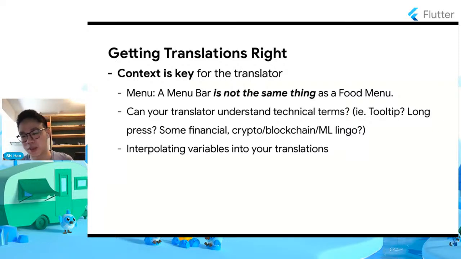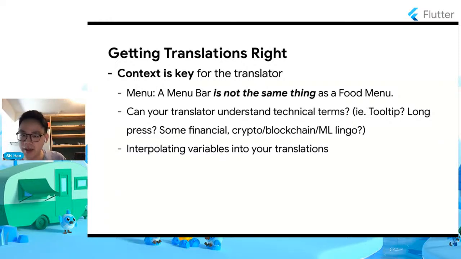And then another thing you have to think about is, can your translator understand technical terms, right? When I say tooltip, will someone who doesn't understand tech know what a tooltip is? Will they understand what a long press means? When I say something with machine learning or neural networks or cryptocurrency or blockchain, will they understand what I'm saying? So, providing them some context for what those terms might mean, or educating your translators about what you're trying to say to your audience.